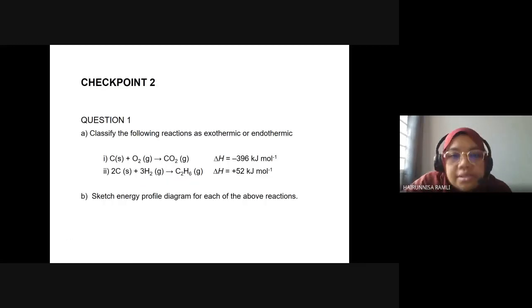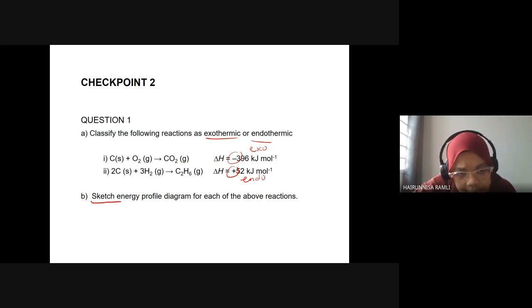So now, let's look at checkpoint 2. Classify the following reactions as exo or endo. Look here, since there are values. Negative is an exothermic reaction, positive is endo. This is simple and straightforward. Sketch the energy profile diagram for each of the above reactions.